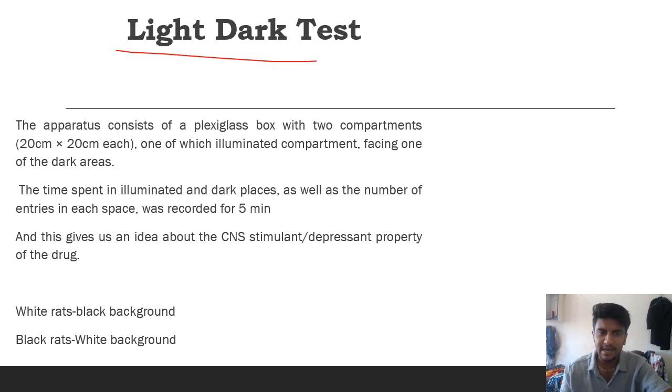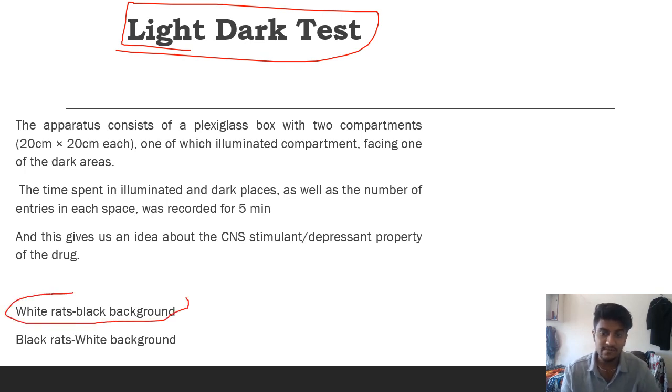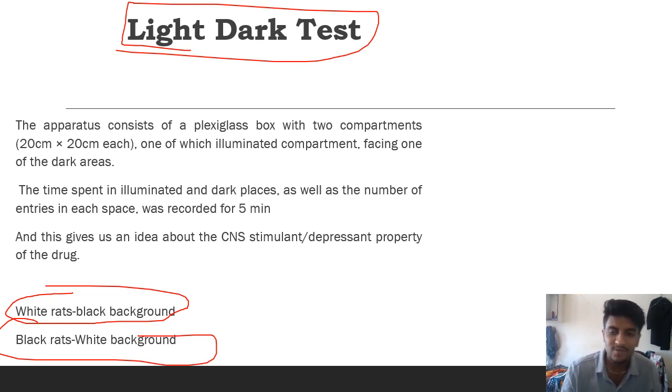Moving ahead, we have the light and dark test, which is again very widely used. We have two different models. This is a very important concept that I've written here. It is very simple but difficult for some people to know. If you're using a white rat, your background must be black, and if you're using black rats, your background must be white. Obviously, you have to choose a background opposite to the color of the rat, because the light dark test is based upon that contrast, right? So this is an important test. We have plexiglass, and different grades of glass are used.